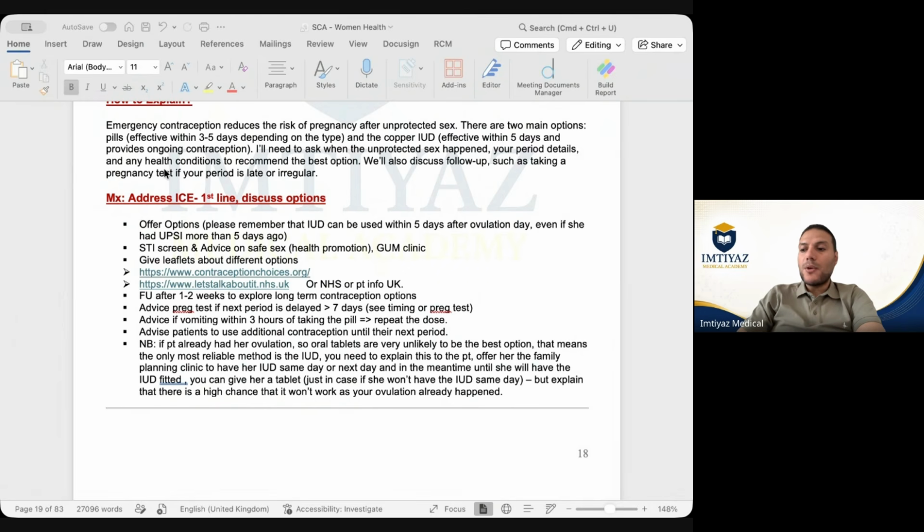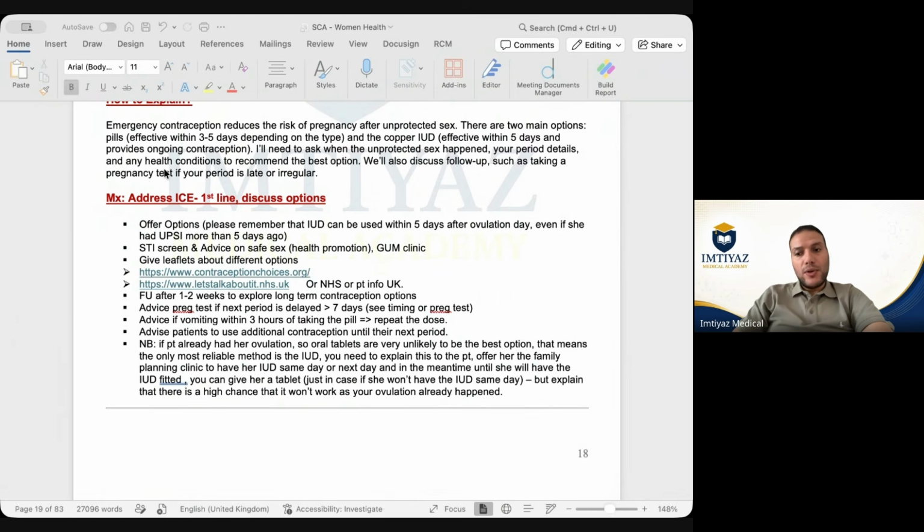And the good thing about IUD, it can be used within 5 days of ovulation or within 5 days of unprotected sex. It has a spermicidal effect. It doesn't work by inhibition of ovulation. A spermicidal effect, and also can affect implantation. Okay?